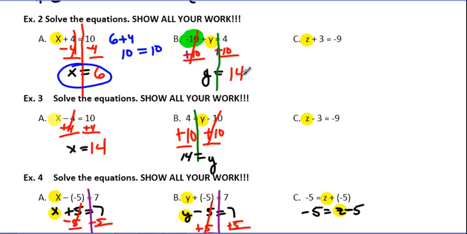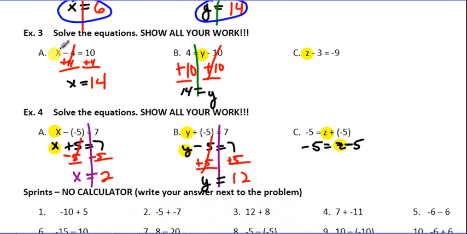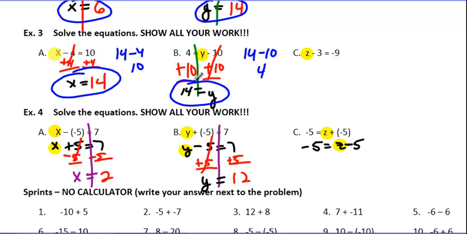Looking at the next one, I'm going to take my 14 and put it in for y. So I have negative 10 plus 14. Negative 10 plus 14 is 4, and that's what I need it to equal. So I know this is right. Moving on, 14 goes in. 14 minus 4 is 10. 10 equals 10. That checks. Next one, again, 14 minus 10 equals 4. 4 equals 4. That checks. I'm kind of speeding up a little bit here.